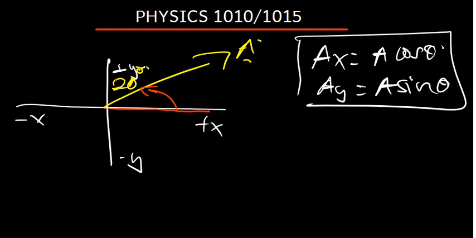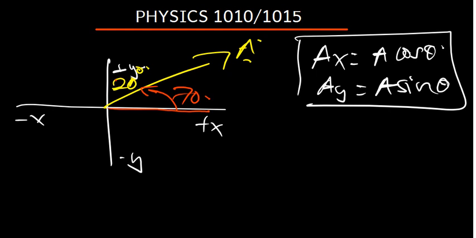What will be the angle for vector A? 70. So it's going to be 70. The reason why it's 70 is 90 minus 20.